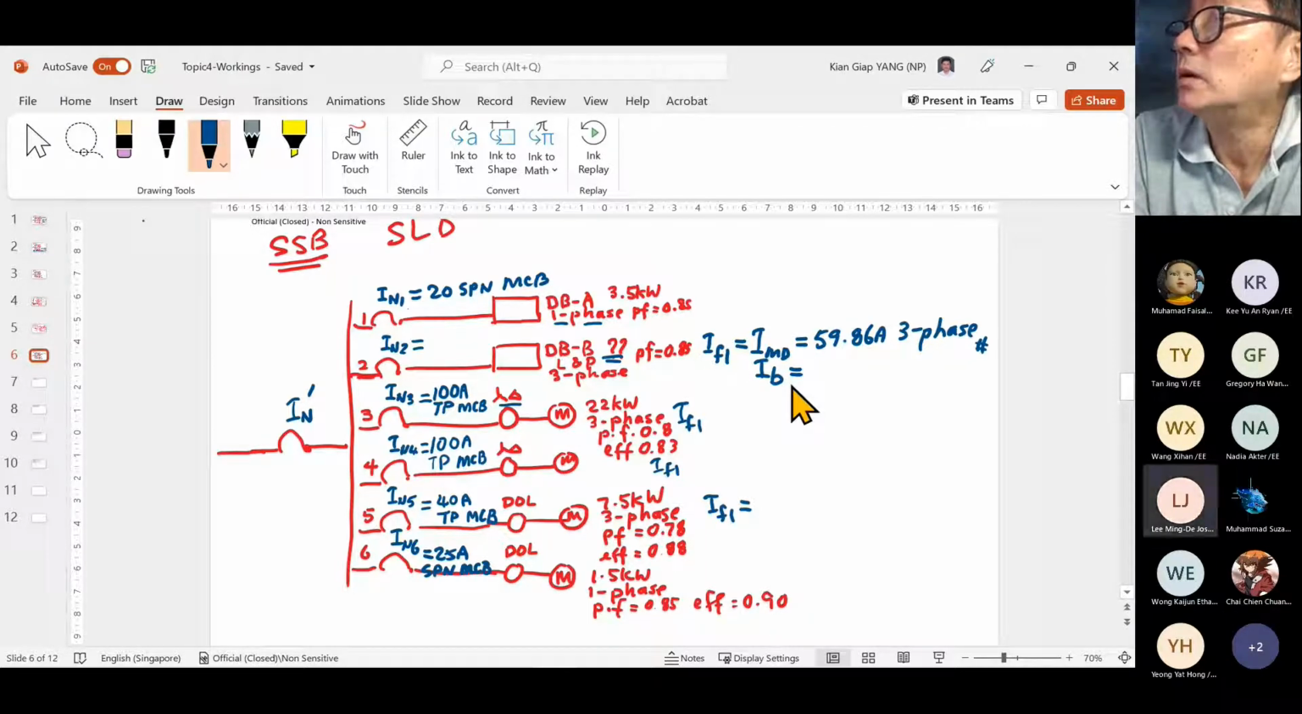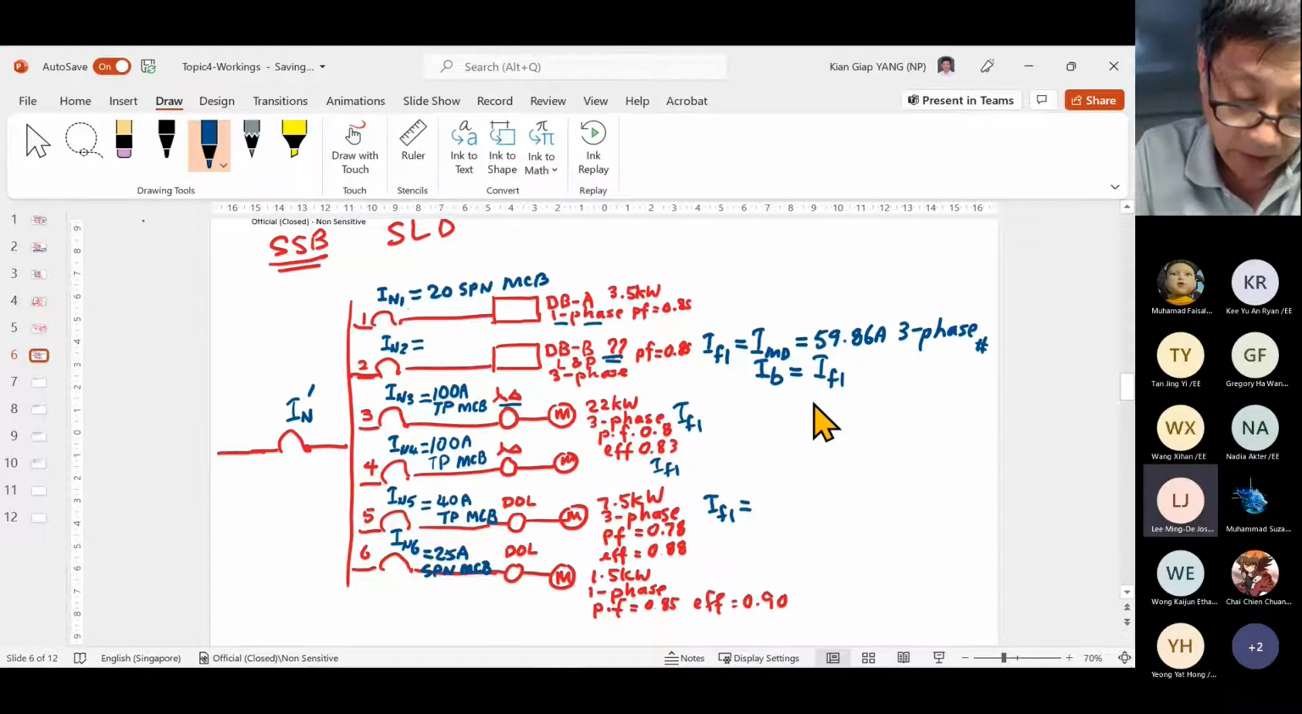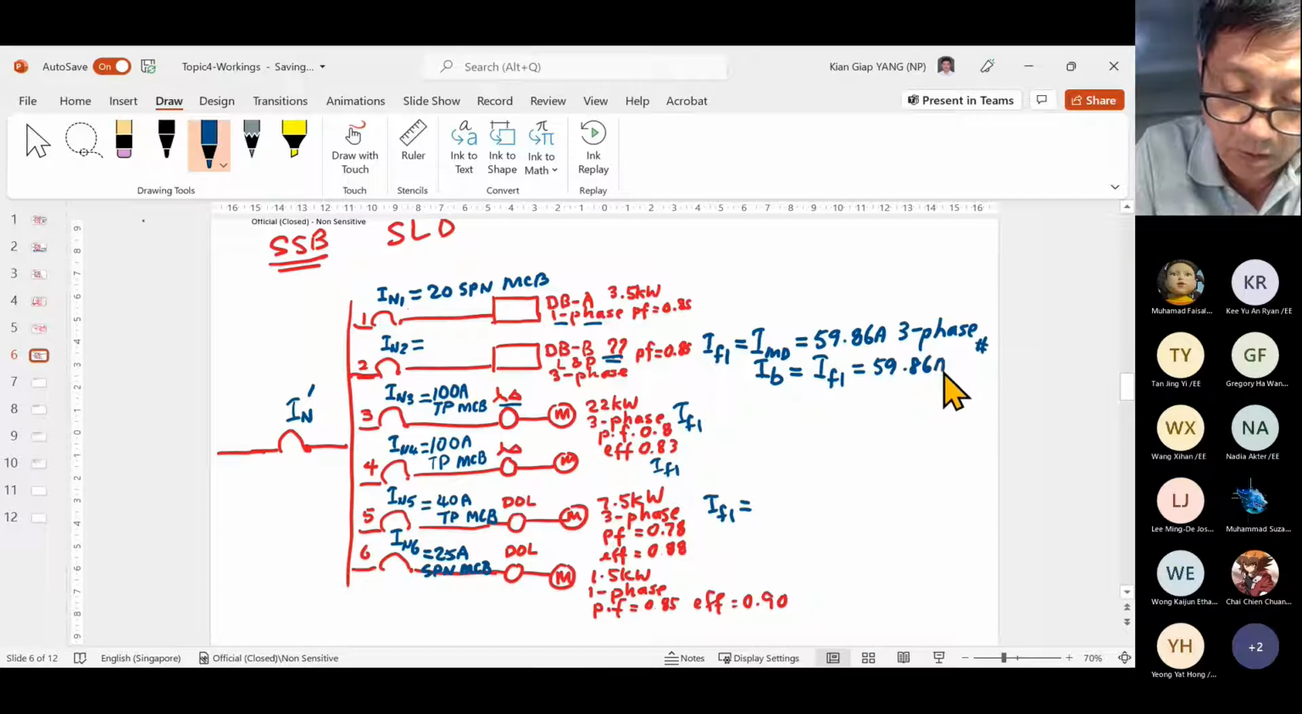Is this a motor load now? Oh no, it's not. So it's the same as the first circuit, right? Yeah. So first circuit means what? IB is equal to my I full load, because it is a non-motor load. Non-motor load. So it is the same as 59.86 ampere. Hey, you come in and out like this. So are you not following? Then what is my last step?